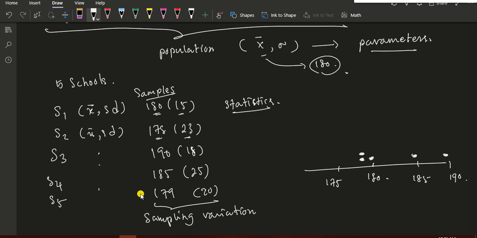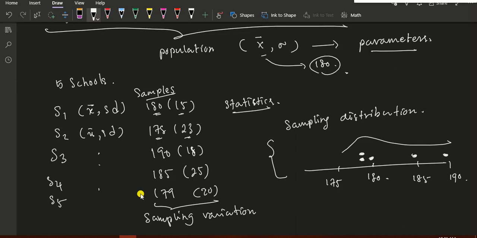So you can now see that if we create a line curve, this line curve will look like this. The tail is on the right side, so it is a right-skewed distribution. Okay, so what have we learned so far? This is the sampling distribution, because it uses the statistics of samples and looks at their distribution.